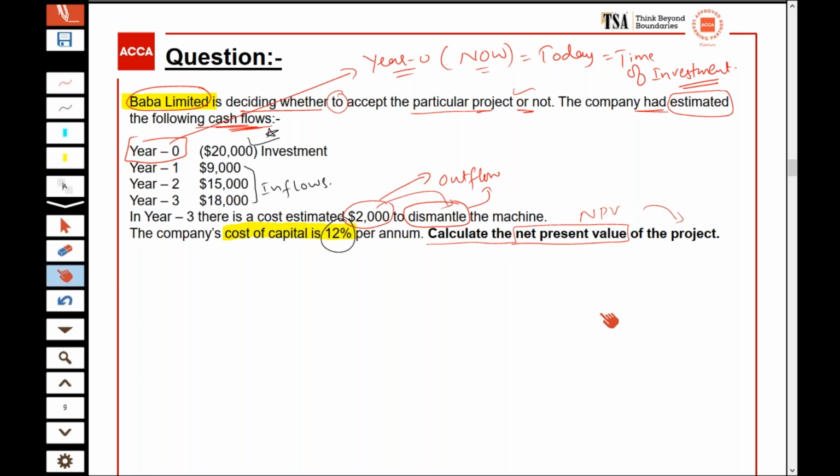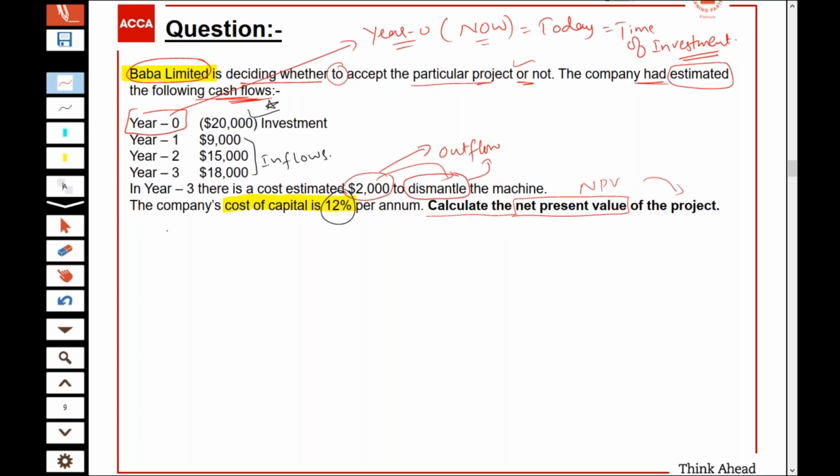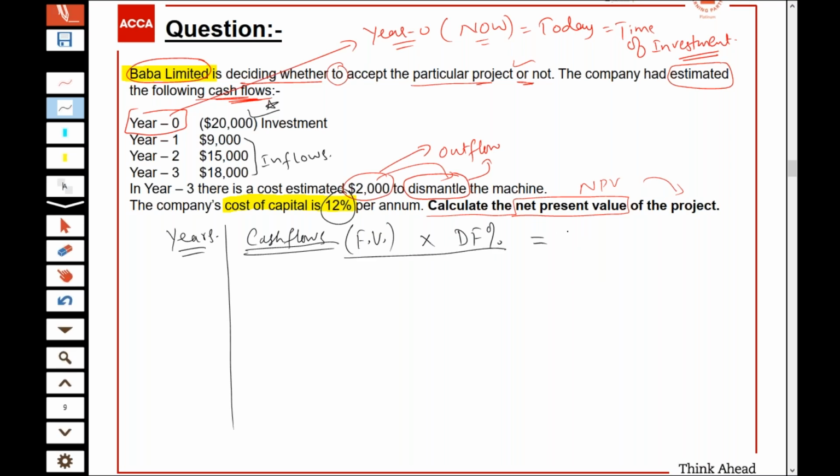We need to calculate the net present value, and it will be calculated this way. I am making columns: years and cash flows, and the cash flows are future values. These cash flows are my future values. Multiply by discount factors, you will get present values, because future value multiplied by the discount factor puts you in a position to calculate present values.